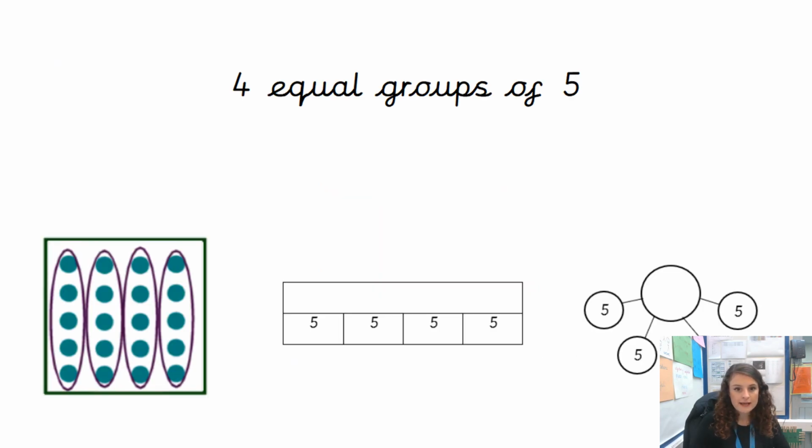So, on the screen here, I have got 4 equal groups of 5, but I've got them in 3 different ways. I've got them in an array. I've got 1, 2, 3, 4 different groups, and each group has got 5 in. I've got it as a bar model. I have got my whole, but I've got 4 groups here, and each group has got the number 5 in. And I also got it in a part whole model. Here is where the whole would go, and then around the whole are all the different parts, but each part is worth 5.